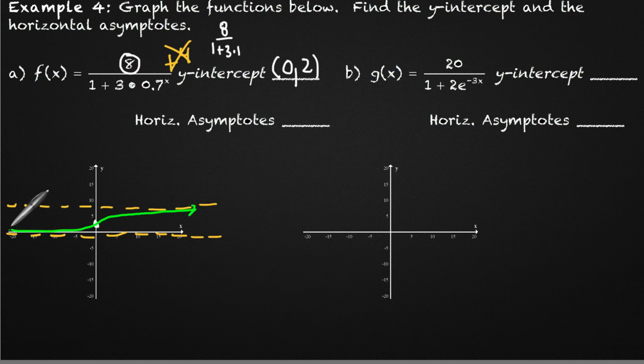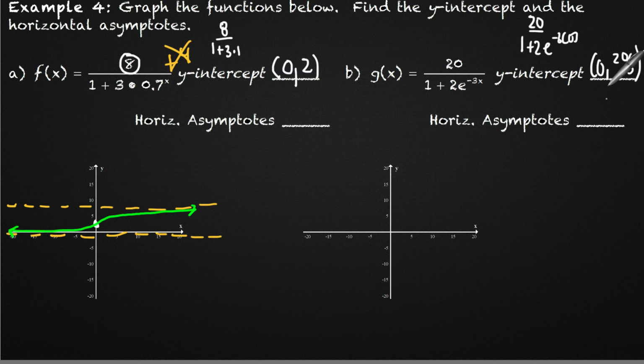It's a little better. So this is a basic S-curve. All right, let's try the next one. The y-intercept would be when I plug in 0 for x. So negative 3 times 0, let me write this out. 20 over 1 plus 2e to the negative 3 times 0. Negative 3 times 0 is 0. E to the 0 is 1. Times 2 is 2, plus 1 is 3, so 20/3.